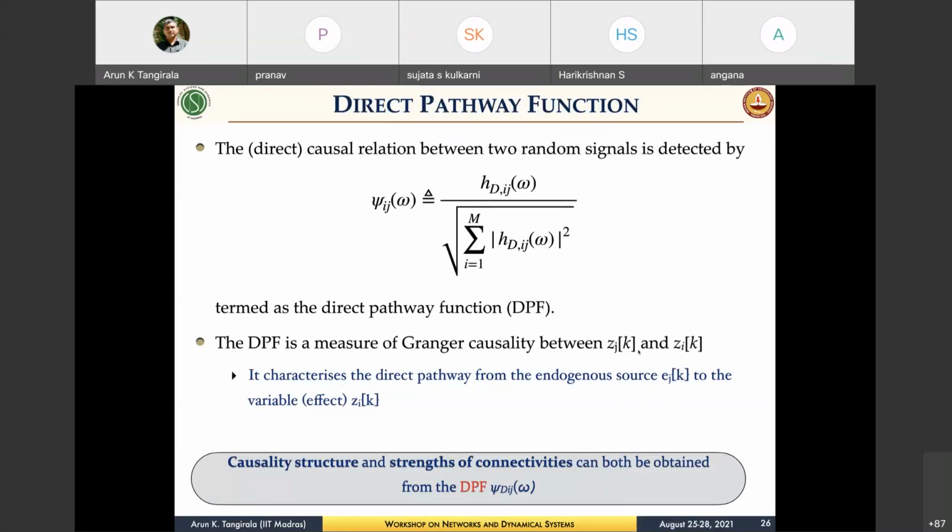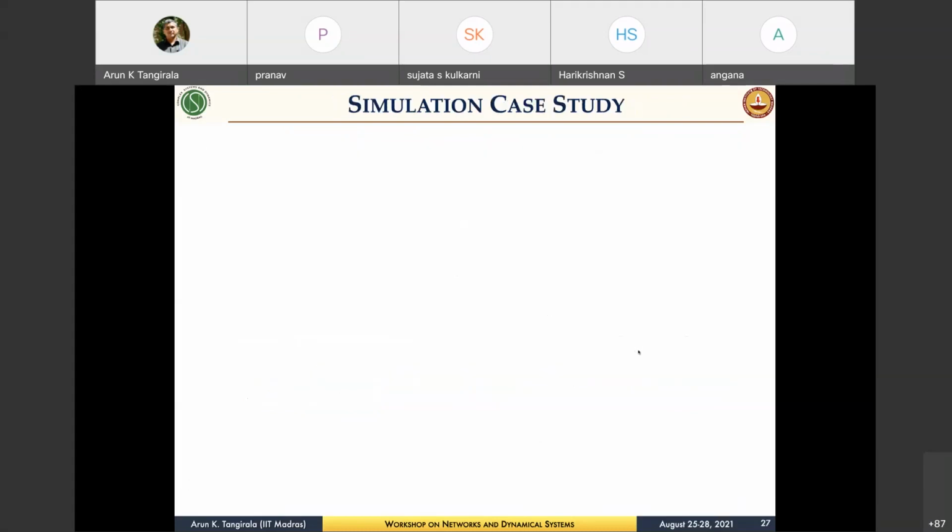And the nice thing is it allows you to calculate the strength of connectivity. The reason is, unlike PDC, which connects Zj to Zi or Zi to Zj, the direct pathway function connects the inherent uncertainty in the potentially causal variable, that is Ei to Zj. That is the big difference between PDC and DPM.